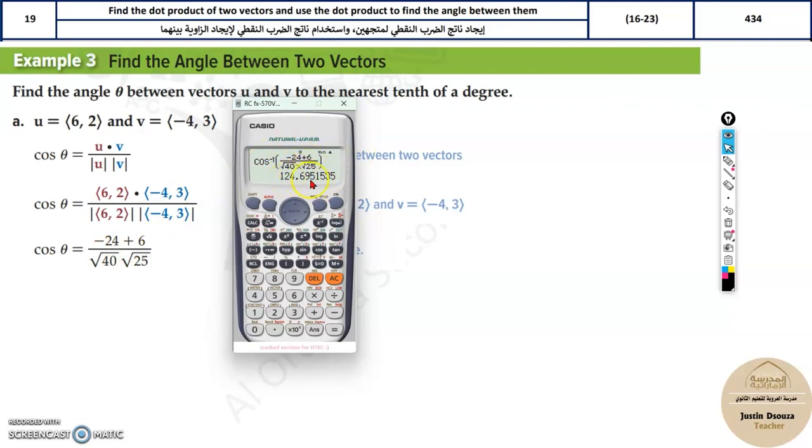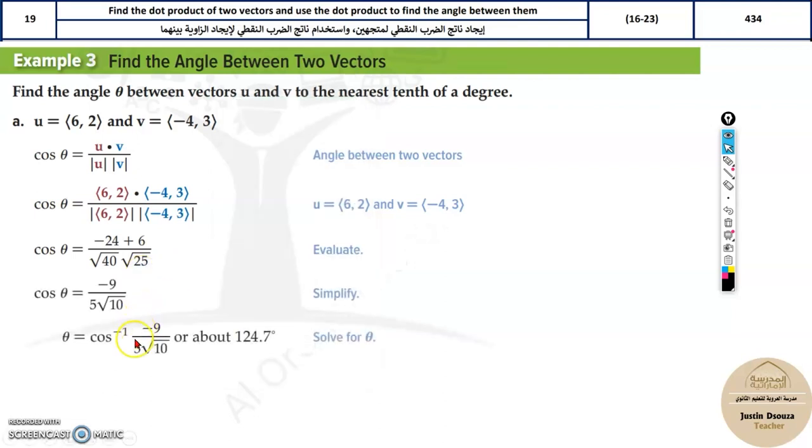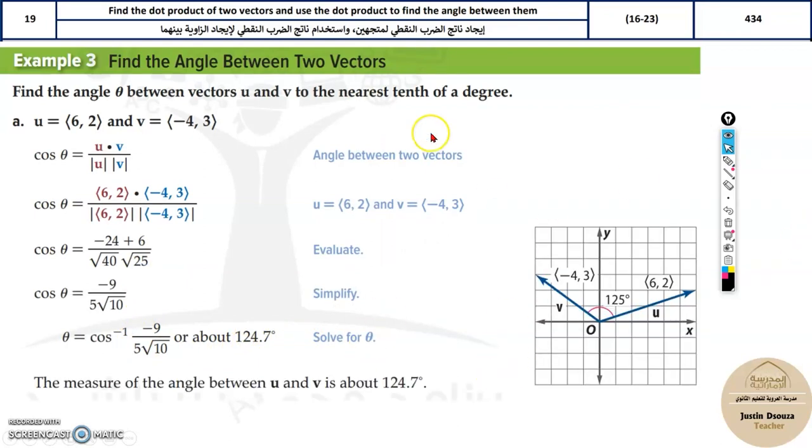You'll get the answer as 125.69. That's 124.7 degrees. And that's the correct answer. So it is very, very easy. This is the answer. That's it. The theta is what you need to solve. So the angle between them.